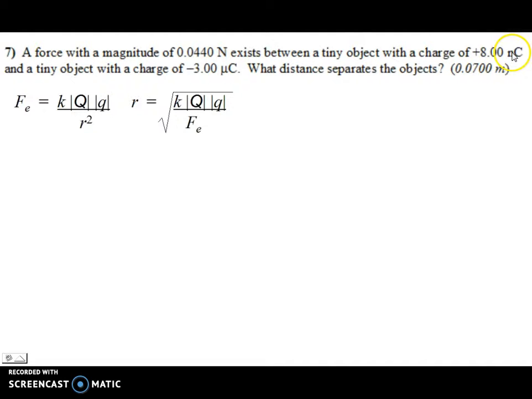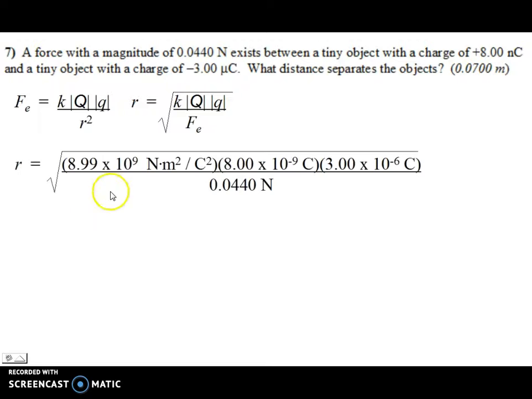So this one here is nano, which should be fresh in your mind back when we were doing light. Remember, nano is 10 to the negative 9th. Nano, 9, even sounds like it. And this one here is mu, which stands for micro. That's 10 to the negative 6th. And so you put your numbers in. Here's k. Here's the first charge, 10 to the negative 9th. Here's the second charge, 10 to the negative 6th.